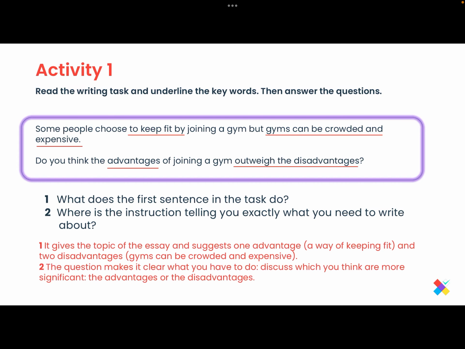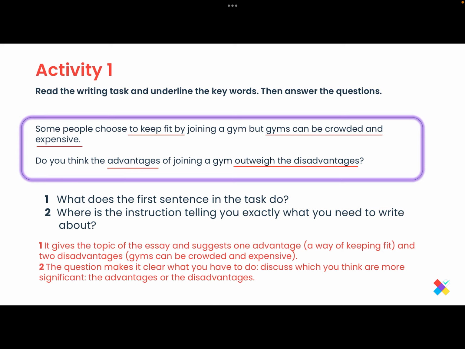Okay, and the questions, what does the first sentence in the task do? So it gives you the topic of the essay, as I told you. Keeping fit, joining a gym or not, but they can be crowded and expensive. Okay, and then they give you basically an advantage and two other disadvantages, being crowded and expensive.